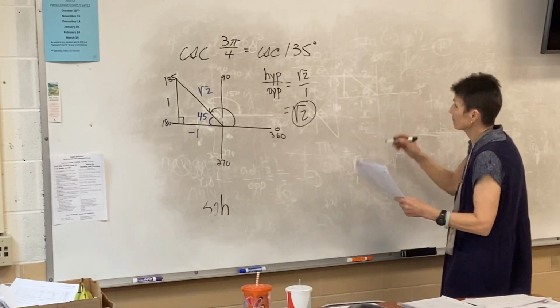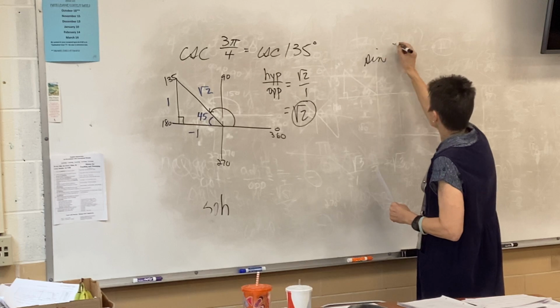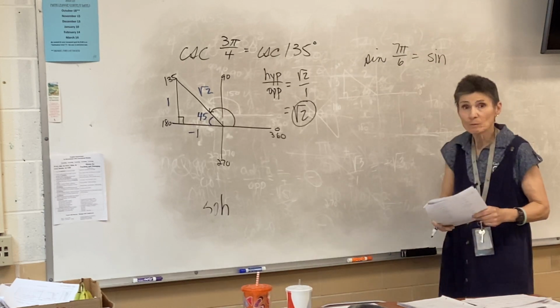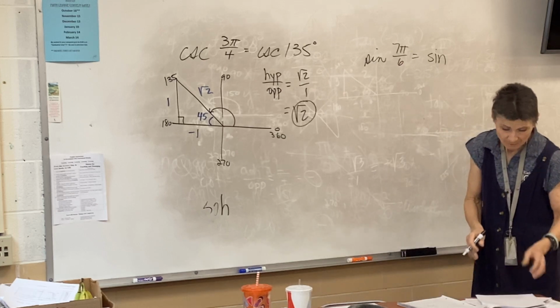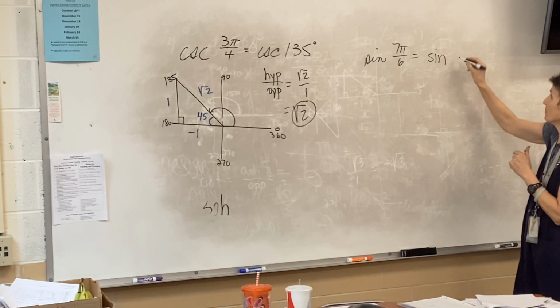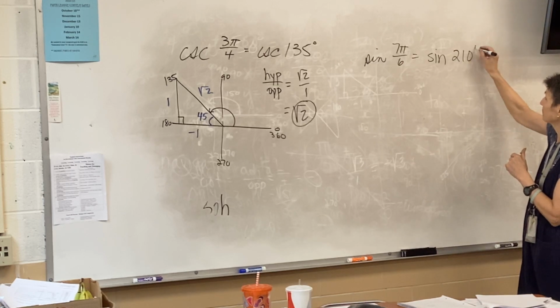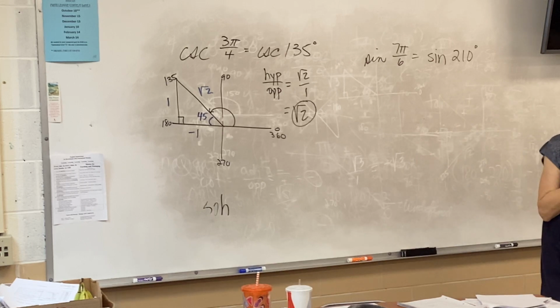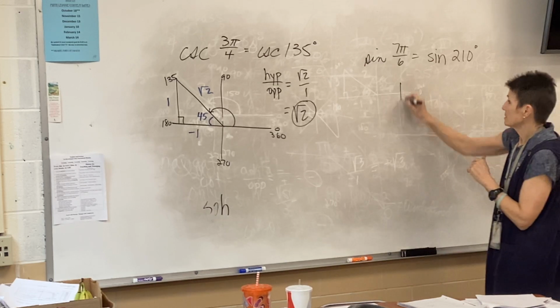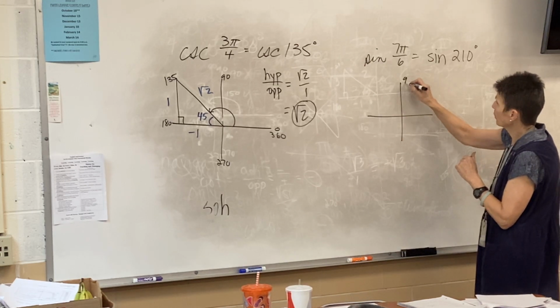Couple more. 7 pi over 6. Probably want to change that into degrees. So the sine of 7 pi over 6, 7 times 180 divided by 6, so that's 210. 210 degrees. So the next thing we need to do is draw it. So we know what our setup is, our framework.